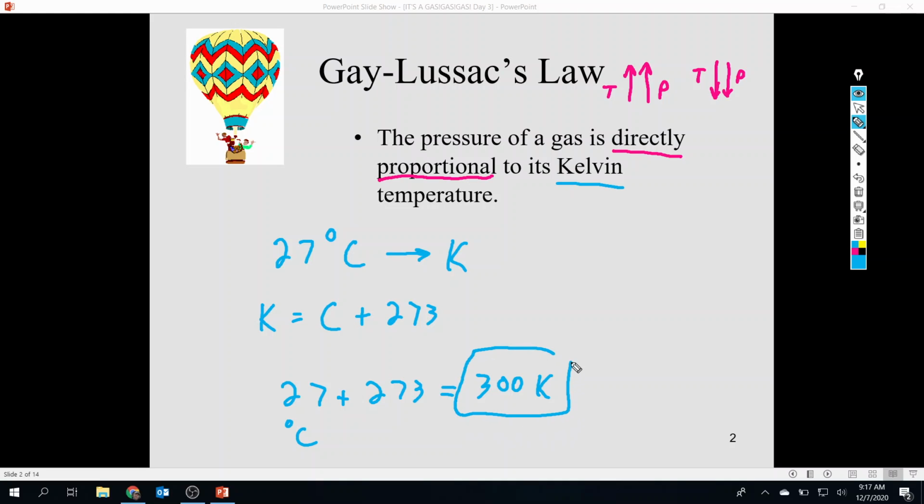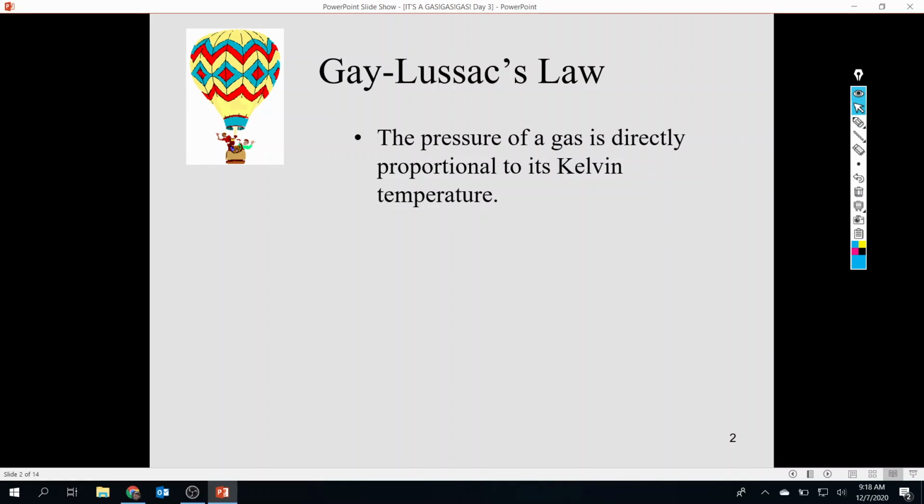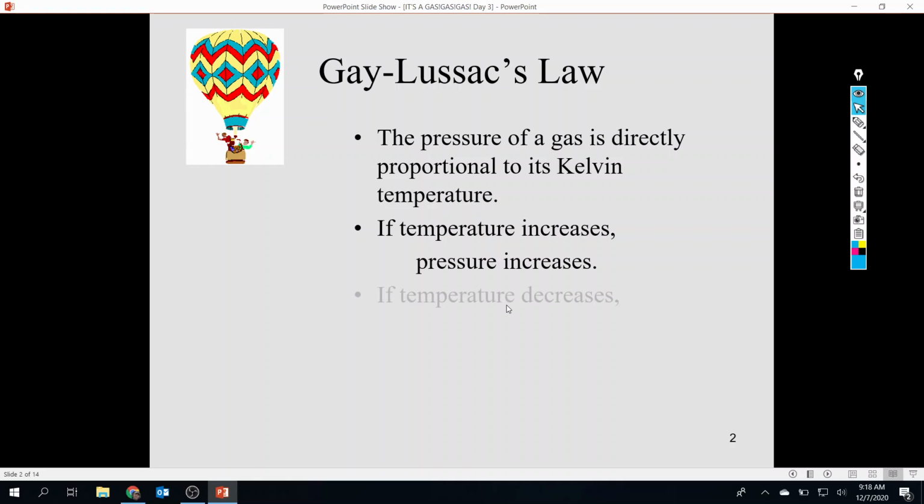Anytime that we are doing any calculations with temperature, we must change to Kelvin. So first thing, change to Kelvin. Definitely want you guys to remember that, and this is how we do that. Go ahead and write that down in your notes right now: Kelvin is equal to Celsius plus 273. Just to reemphasize, if temperature increases, pressure increases. If temperature decreases, pressure decreases as well.